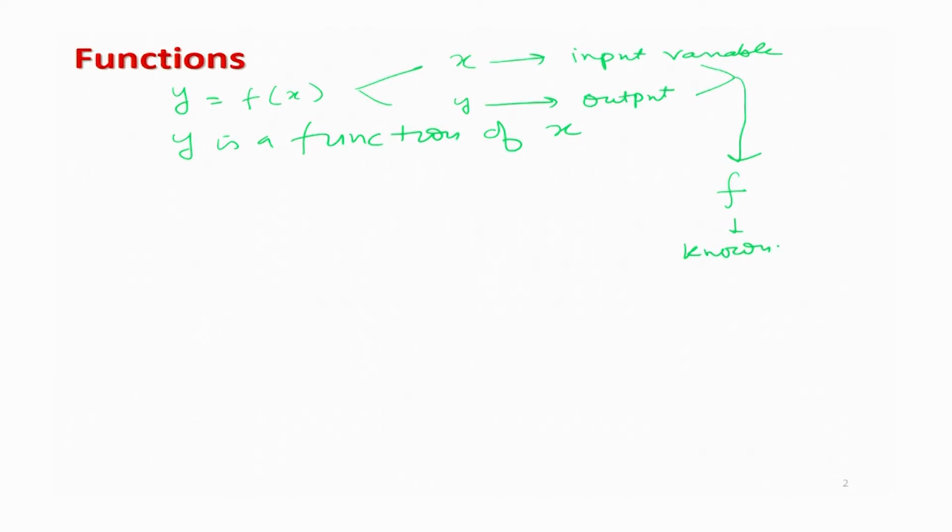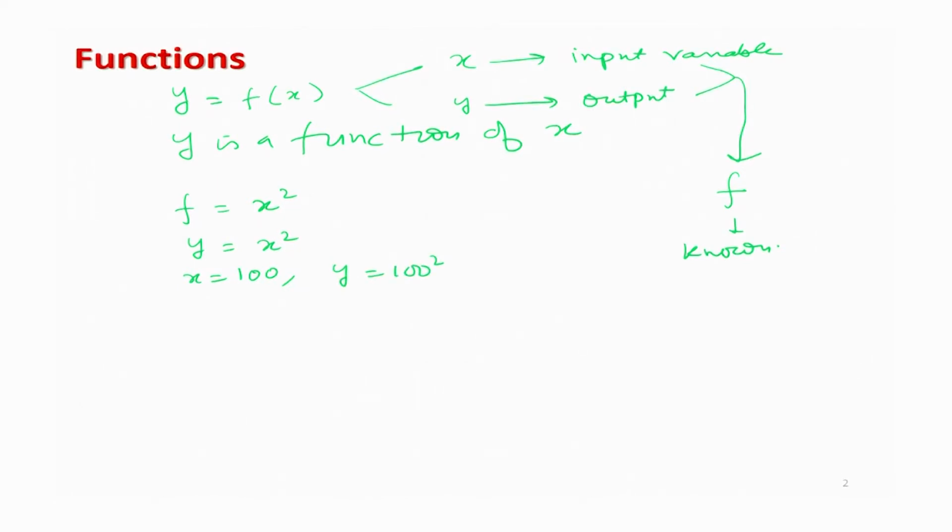For example, if you write the function as x square, this means y is equal to x square. So whatever input value you give, say x equal to 100, then y is going to be 100 square, right.